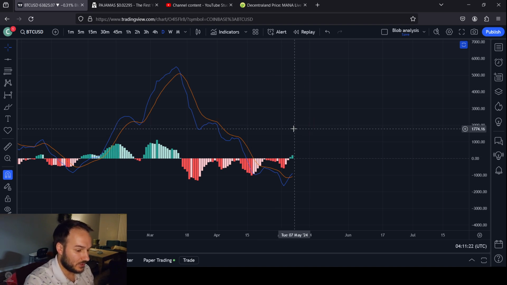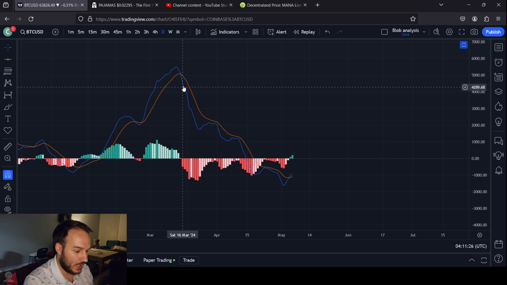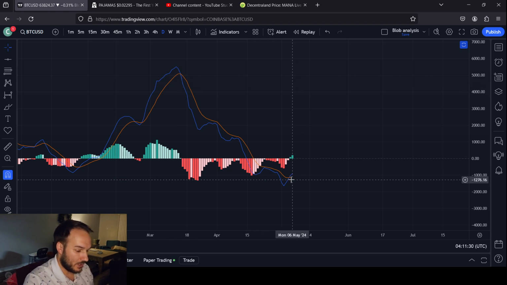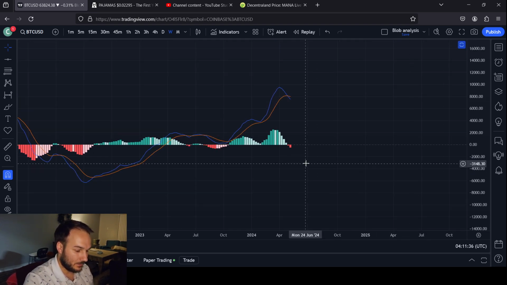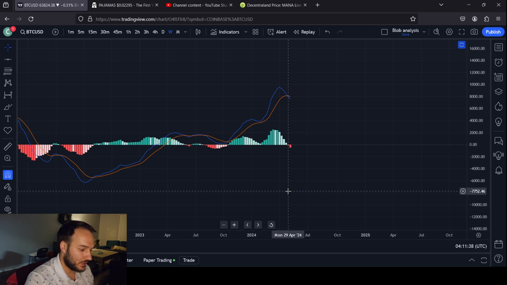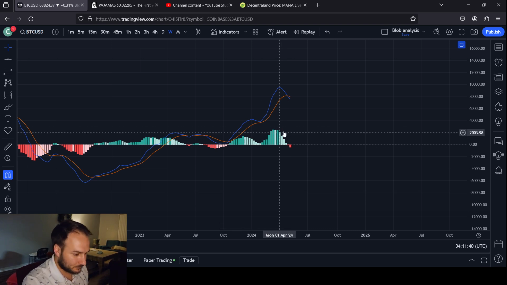At least on the daily, it doesn't look like we're getting a bearish cross. We had that way back here in March, but that's old news. So I don't know about a bearish cross or a death cross on the MACD, at least not on the daily. Perhaps the weekly is what you're talking about. That would make sense. Well, I will say I'm pretty bullish.